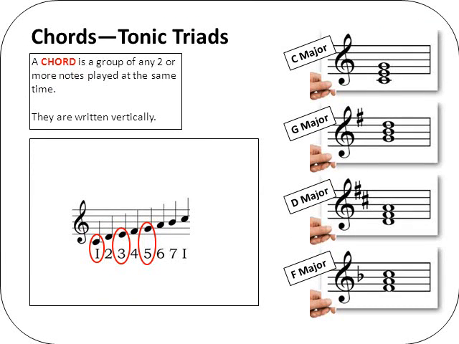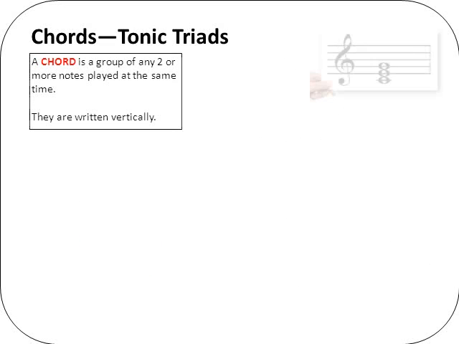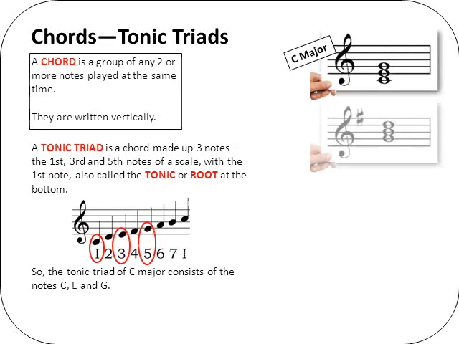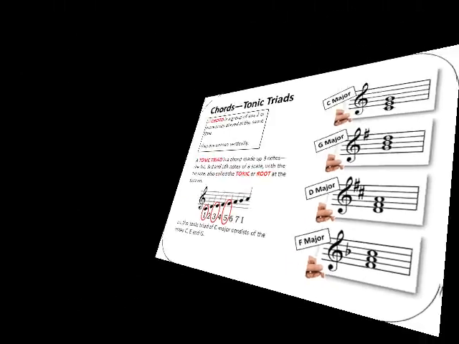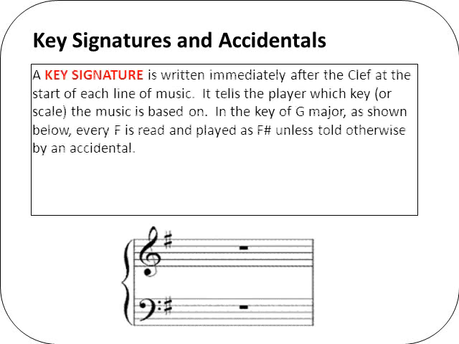Chords and tonic triads. A chord is what you get if you play two or more different notes at the same time. They may sound nice or nasty. Just as scales form the basis of melodies, chords form the basis of harmonies.